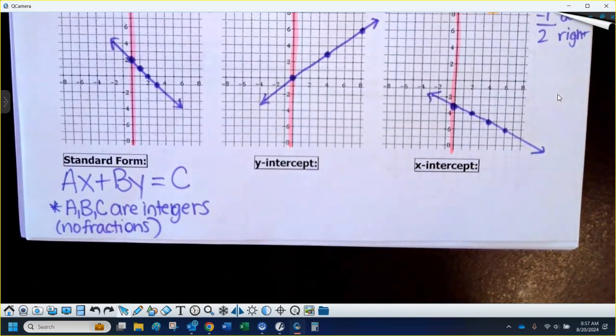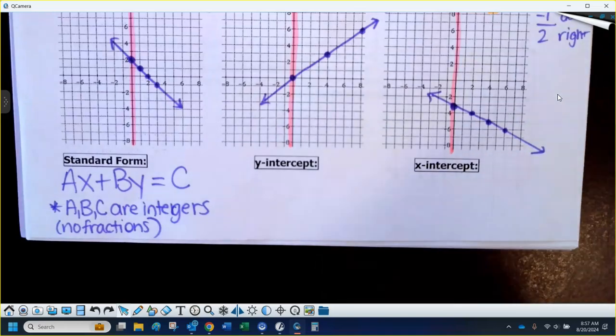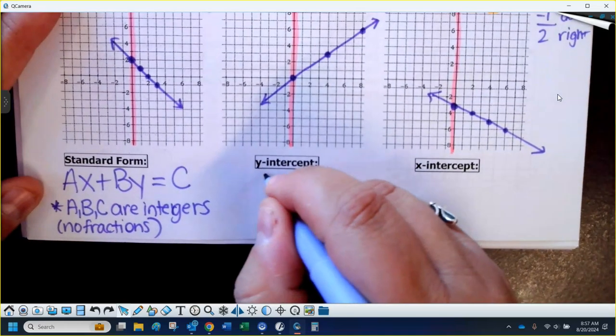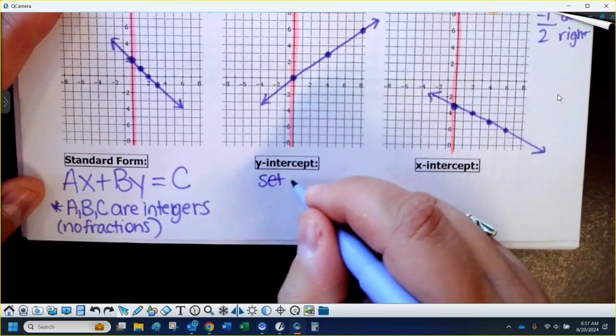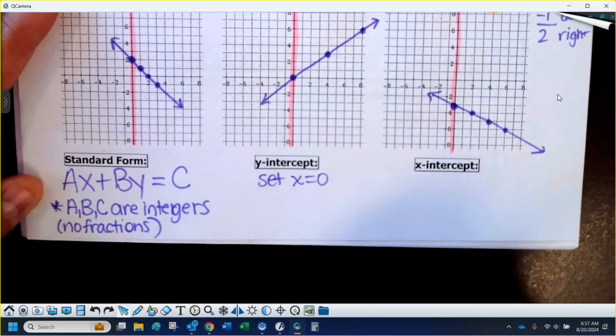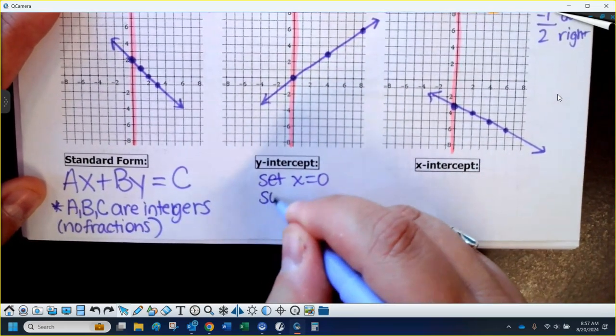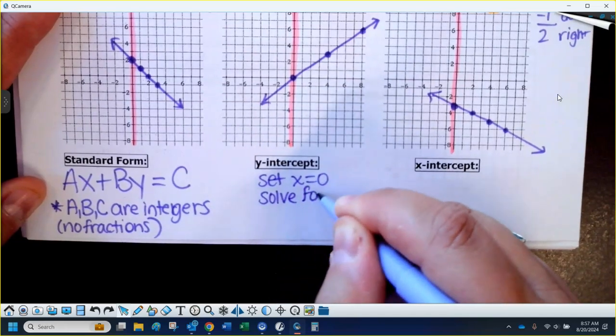Okay, now, y-intercept for any graph, not just lines, but for any graph, what you want to do to find it is you're going to set x equal to 0 and solve for y.